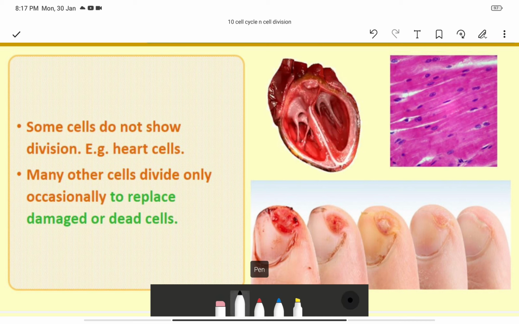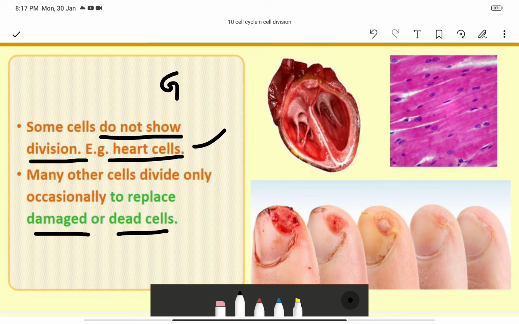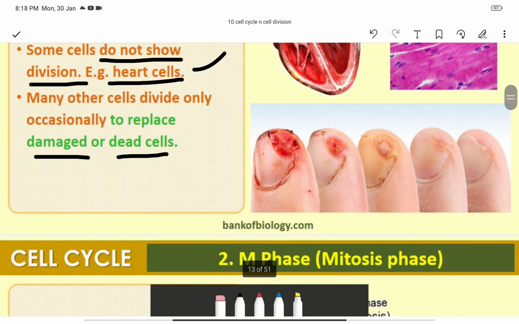What we previously discussed: some cells do not show division, which are the heart cells. Many other cells divide only occasionally to replace damaged or dead cells, like the tip of our nails. If that area is cut or wounded, it will be replaced occasionally. Heart cells are in the G0 stage, I told you, they do not move to the synthesis phase. They don't have any capability to divide.